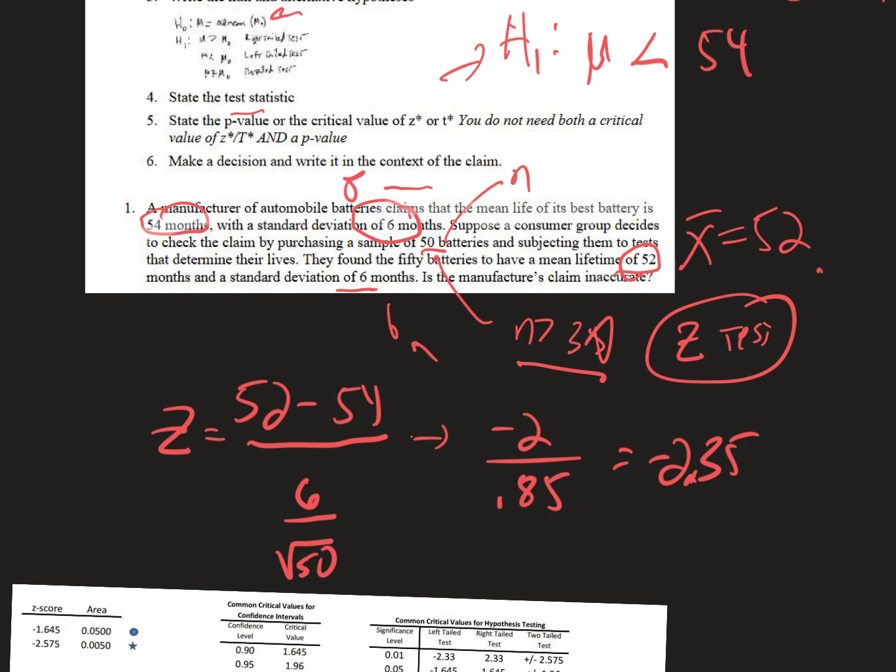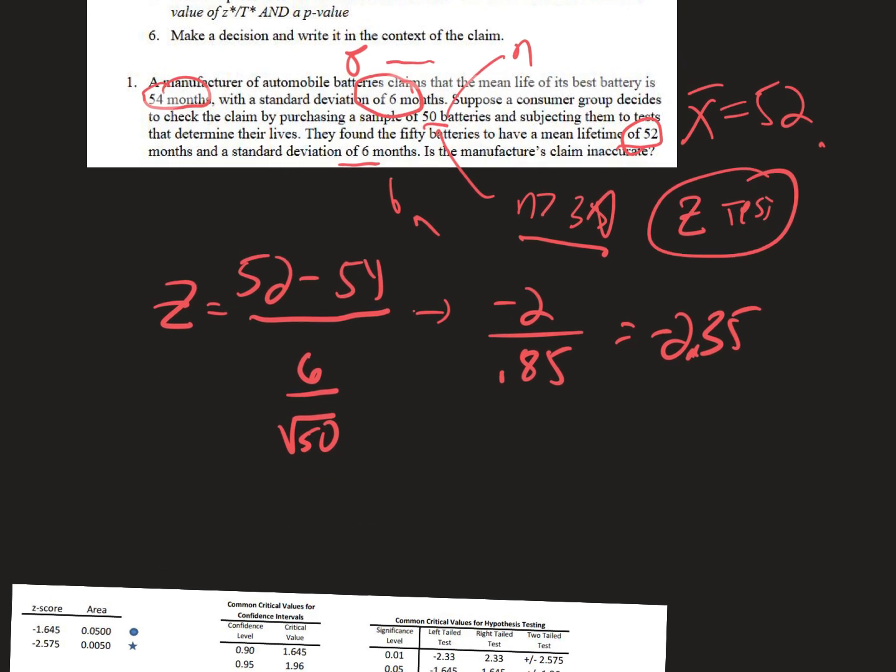Now, if we think back to chapter 2, we said if it's a normal distribution and we get an outlier, anything more than 2 standard deviations below the mean is an outlier. We said, yeah, this would be an outlier because it says a sample of 50 batteries lasting only 52 months is well below the stated mean. So it's an outlier from what they're saying.